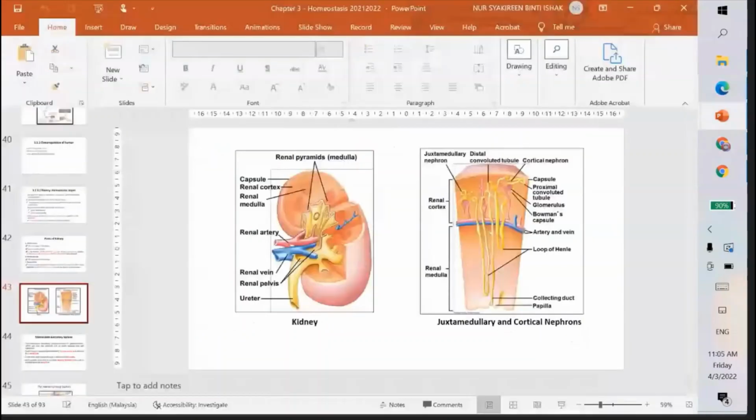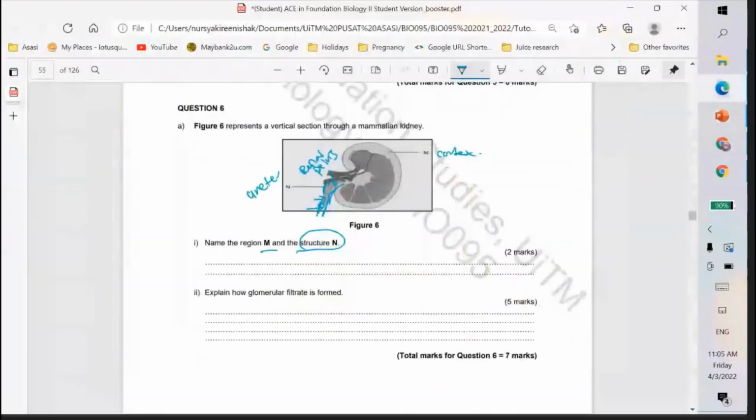Okay, but before we move on to the next part, you know that the kidney is divided into regions. The cortex region is the outer region, and the region here is the medulla region. The medulla region is divided into two sections, the outer medulla and the inner medulla. Here is the inner medulla, here is the outer medulla. Nampak kat situ. Okay, so here, the outer medulla.